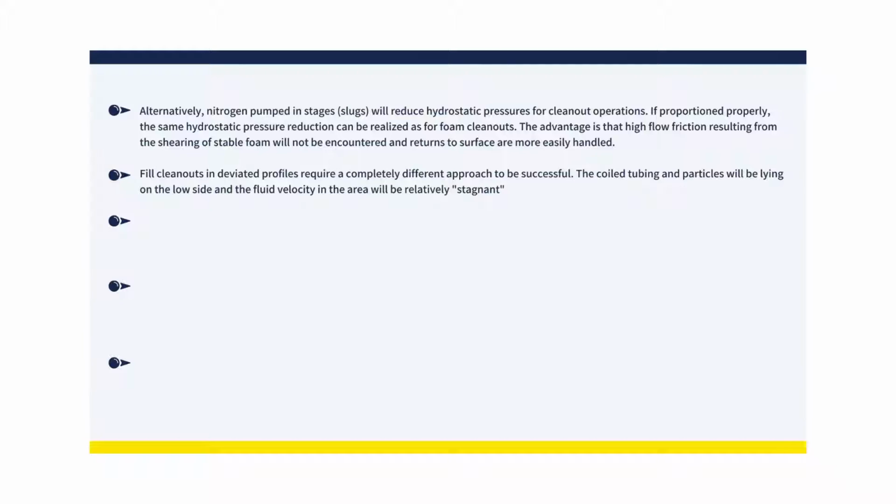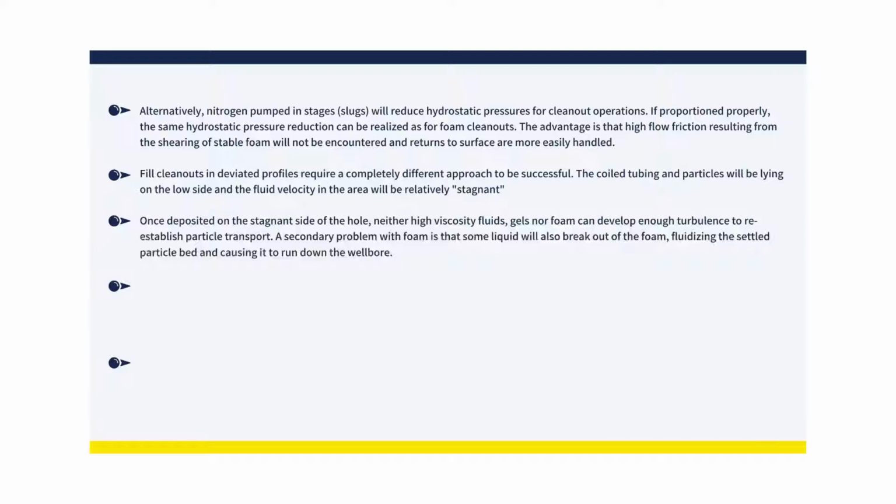Fill cleanouts in deviated profiles require a completely different approach to be successful. The coiled tubing and particles will be lying on the low side and the fluid velocity in the area will be relatively stagnant. Once deposited on the stagnant side of the hole, neither high viscosity fluids, gels nor foam can develop enough turbulence to re-establish particle transport. A secondary problem with foam is that some liquid will also break out of the foam, fluidizing the settled particle bed and causing it to run down the wellbore.